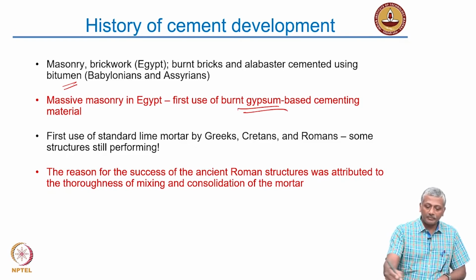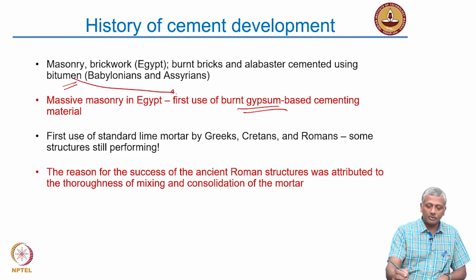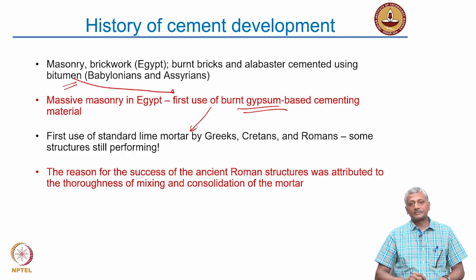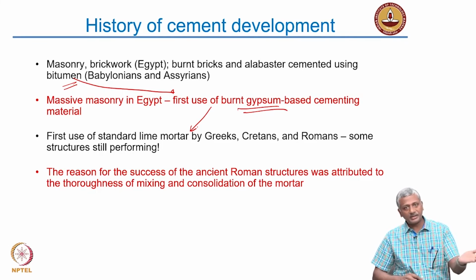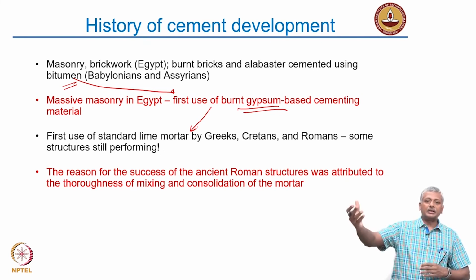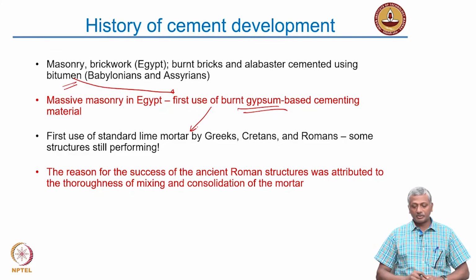So, from bitumen, people came to gypsum, and then in the Greek period, there was the first use of lime mortar. Lime mortar employs lime as a binding agent. Lime is basically calcium oxide. It reacts with water to form calcium hydroxide, and that causes the mortar to set, and then it hardens by transforming to calcium carbonate.